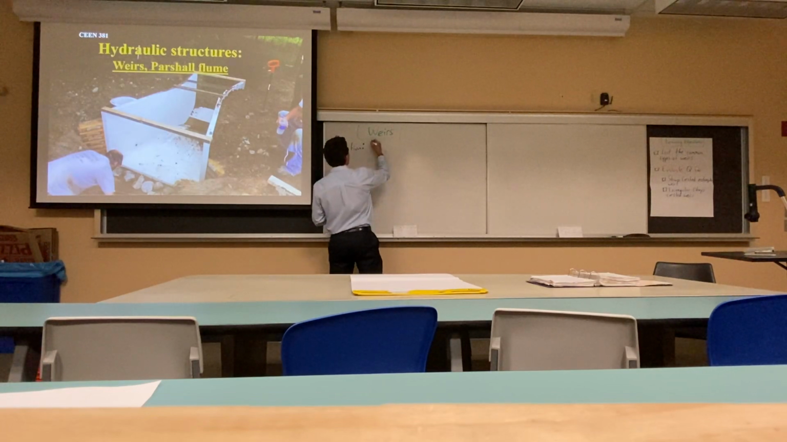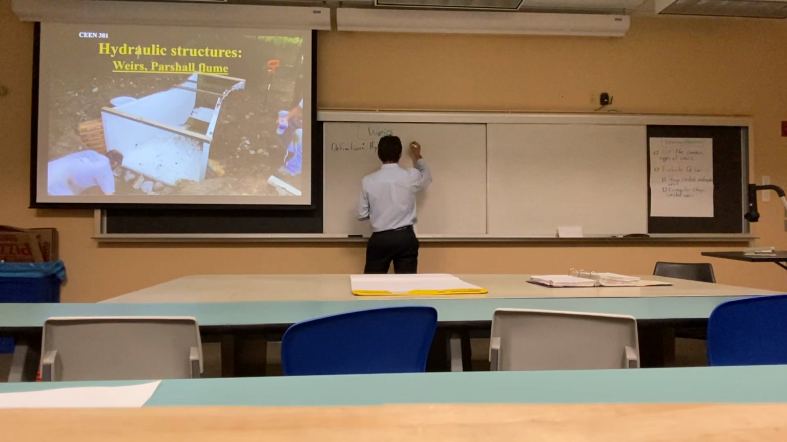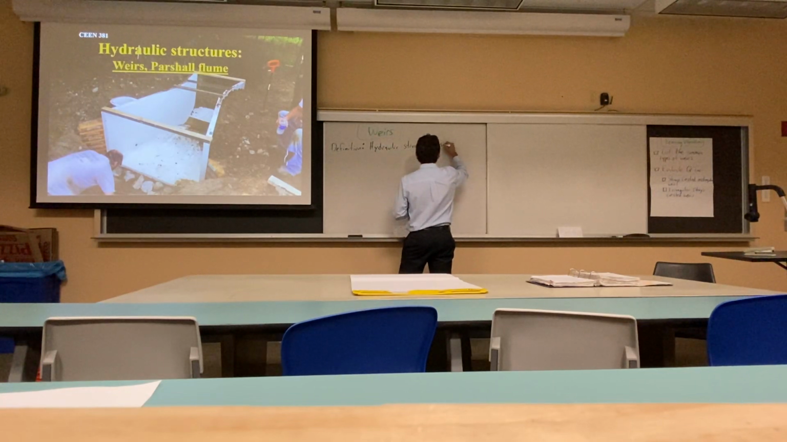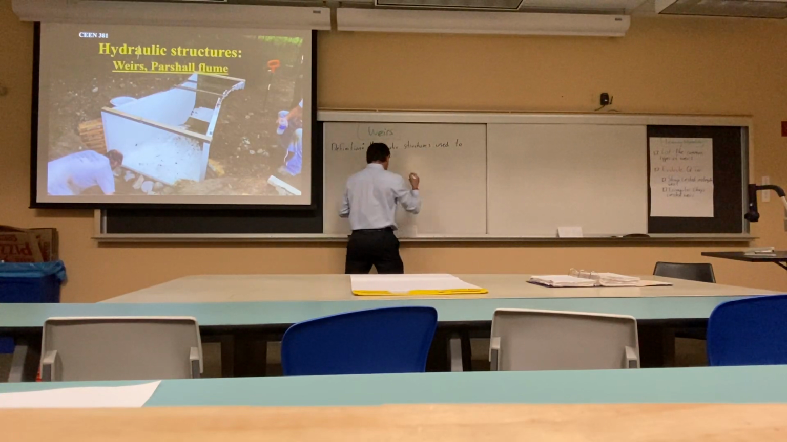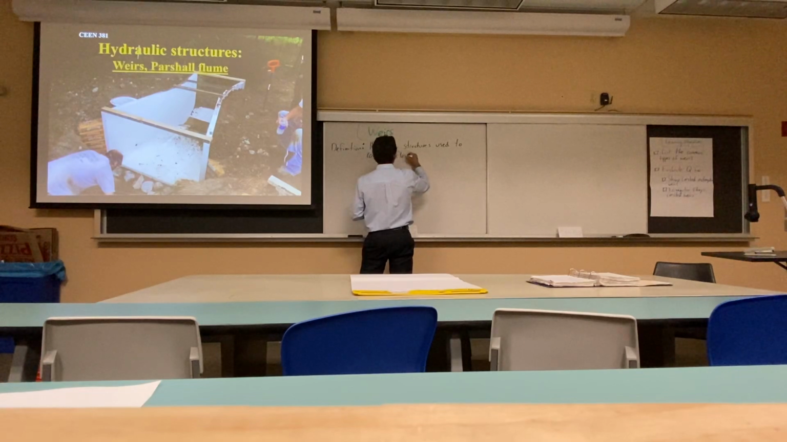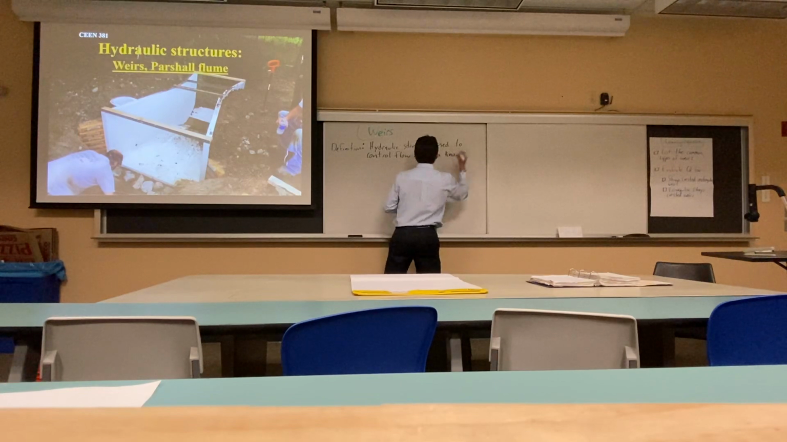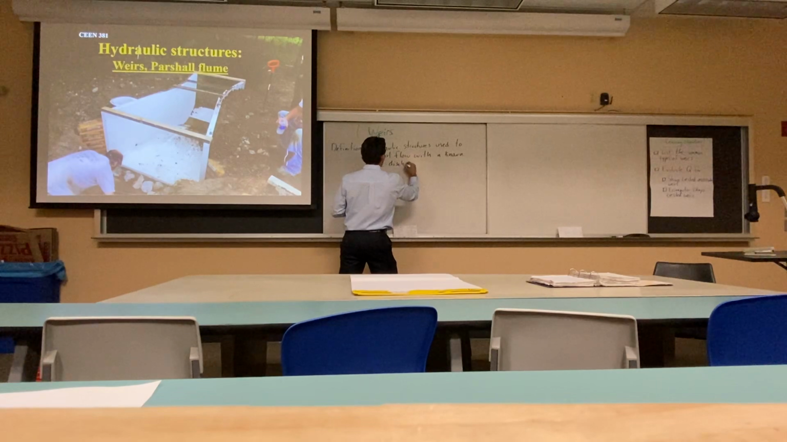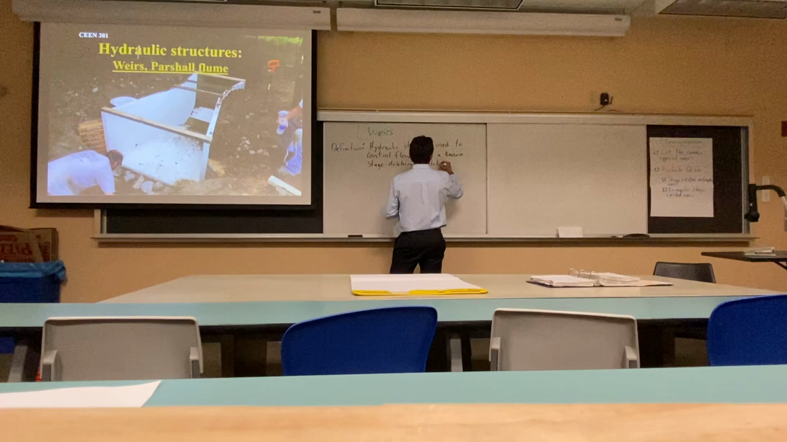And essentially, we can define weirs as hydraulic structures that are used to control or flow with a known stage discharge relationship.